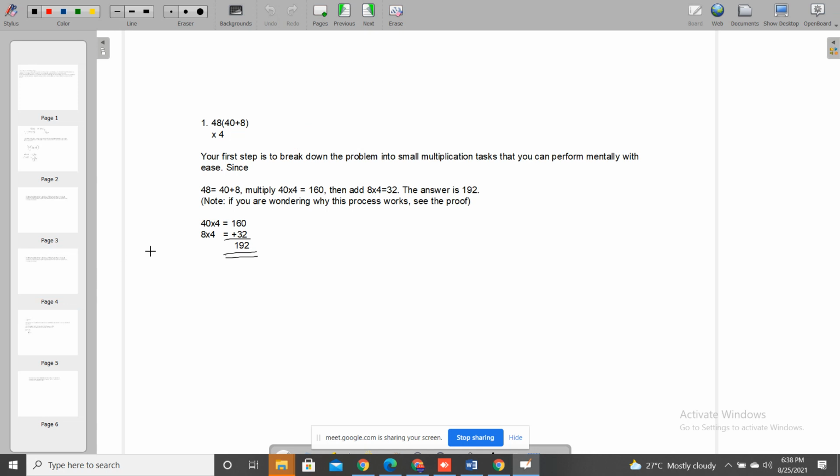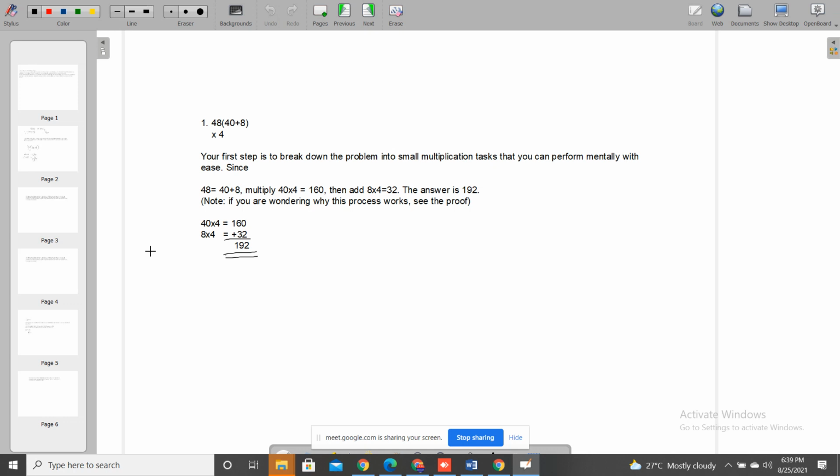Okay, thank you. So now we have a simple one. Now I have 48 times 4. So 48 times 4, I will break down 48 because it's big for my mind to calculate 48 times 4. So my breakdown will be 40 plus 8. Once you have your 40, the first step is to break down the problem into smaller multiplication tasks. That is the first component that you can perform mentally with ease.